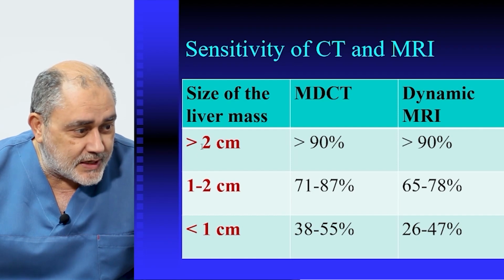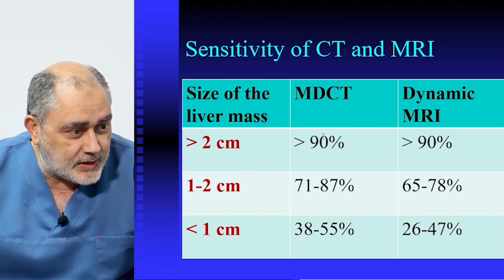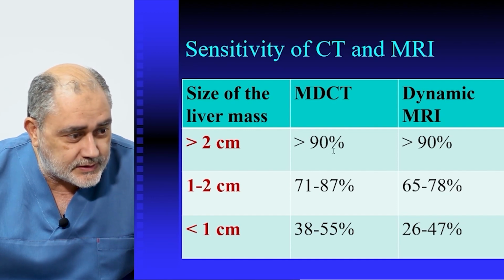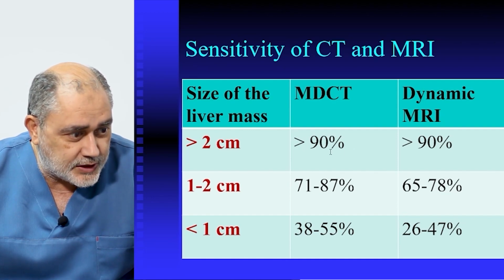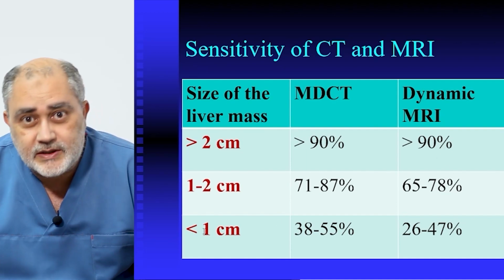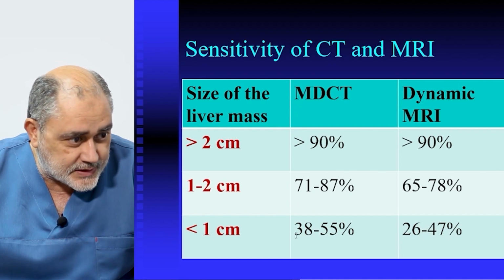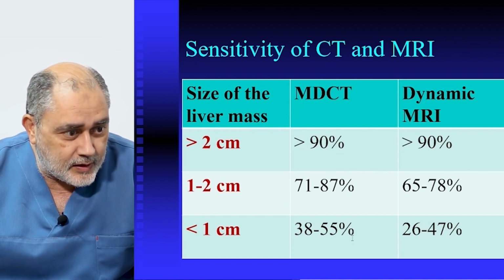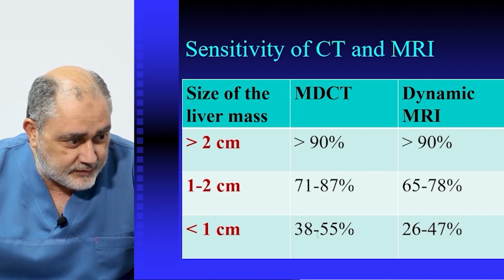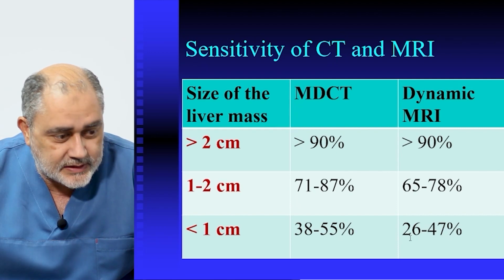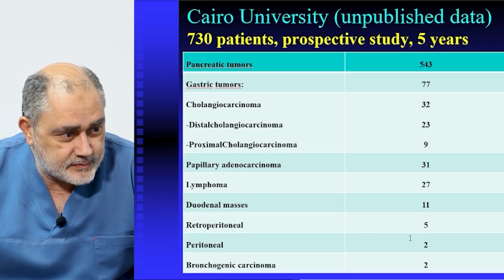For tumor size more than 2 centimeters, multi-detector CT has a sensitivity of more than 90% in detection of these rather large lesions, and also MRI, while for lesions smaller than 1 centimeter, the sensitivity of CT and MRI will decrease significantly to less than 40% and less than 30%.